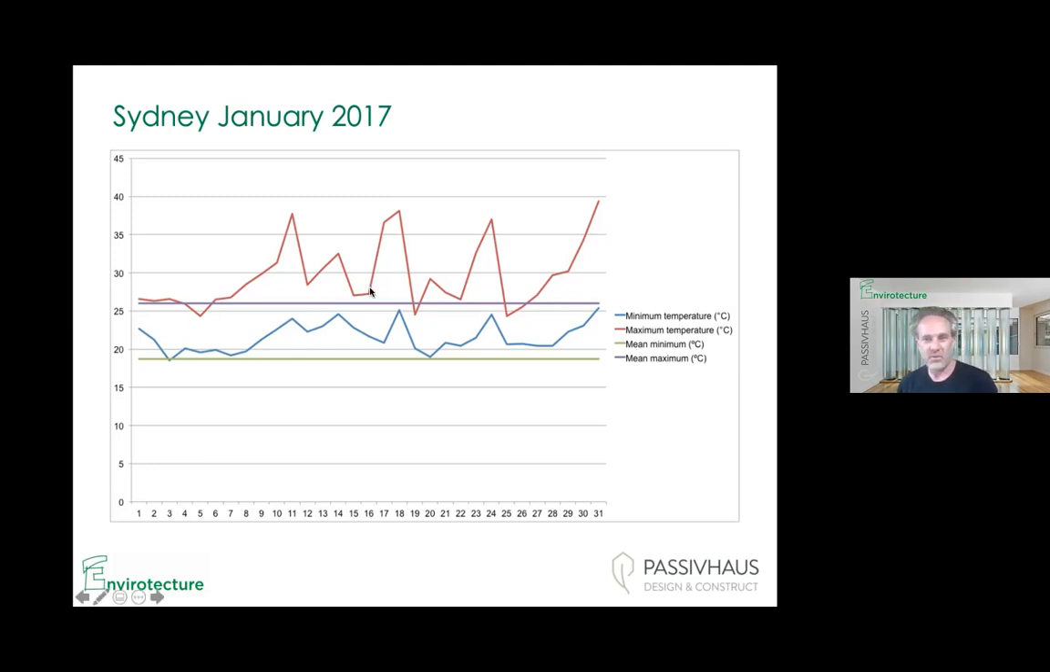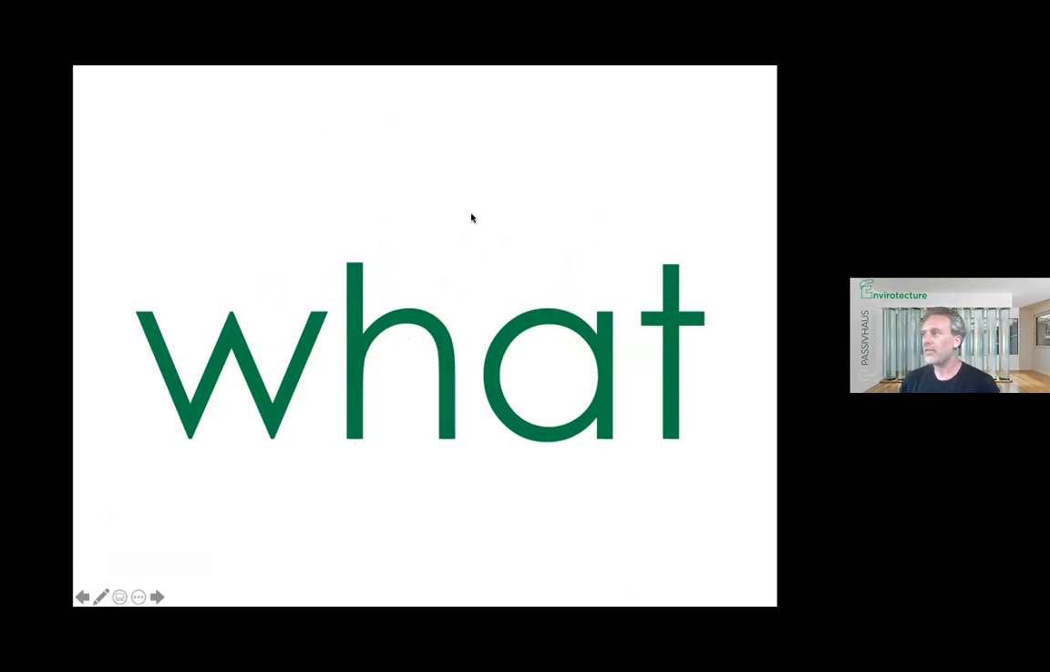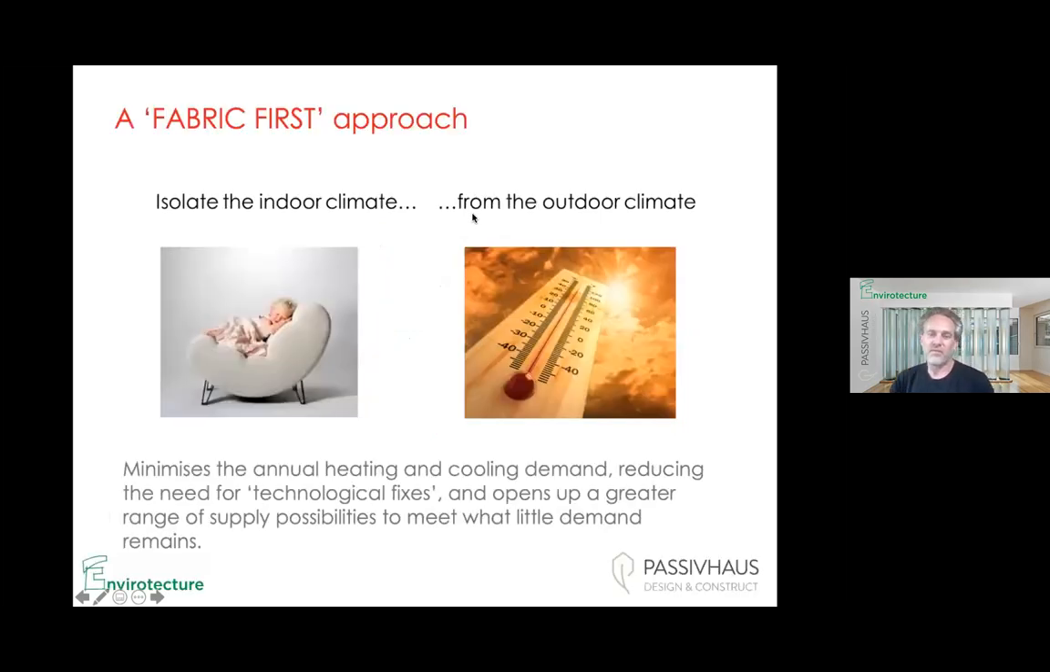So having talked about why, about something I haven't explained very well yet, your next logical series of questions will be, well, what the hell are you talking about? So let's have a quick look at what this is. Passivhaus is best described as a fabric first approach. It is quite literally insulating the indoors from the outdoors. You could simplistically describe it as an esky.